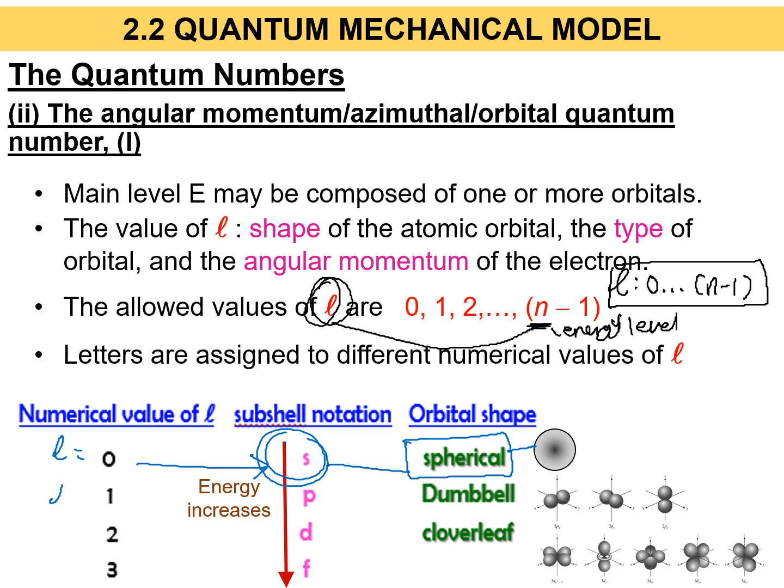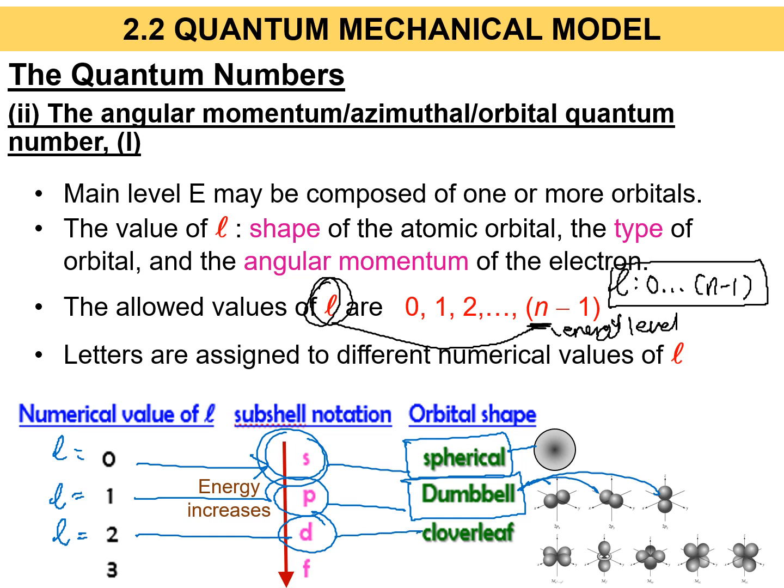If you've got L equals to 1, therefore the type of your orbital is P. The shape of P orbital adalah dumbbell, and this is the shape of P orbital. Okay, if you got L equals to 2, that means the type of your orbital adalah D, and the shape of the orbital is cloverleaf, and this is 5 shapes of D orbital.